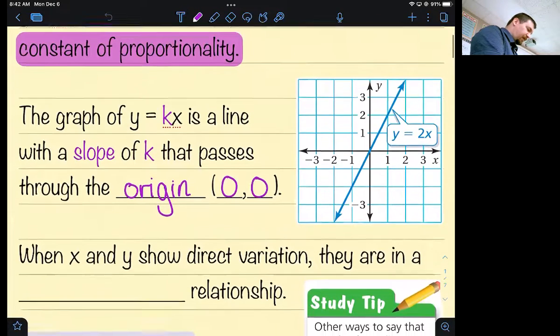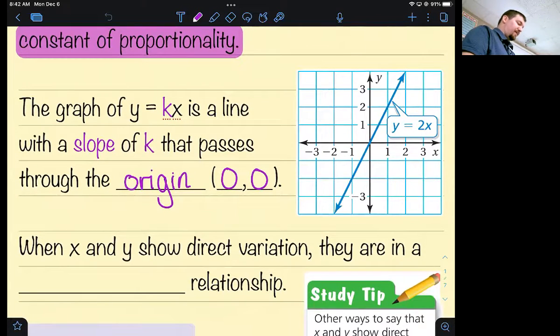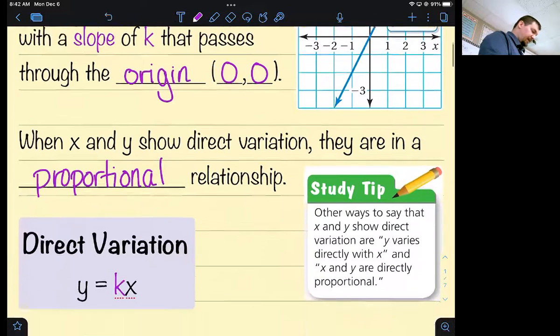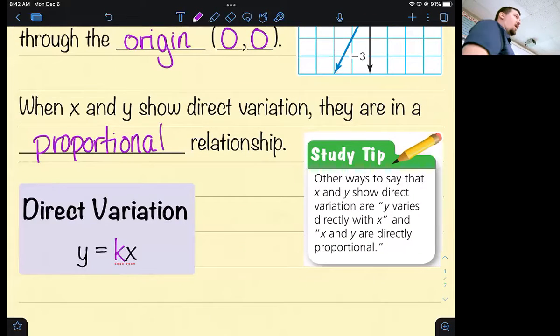Okay. So when X and Y show a direct variation, why do we have to know this? Because if they show a direct variation, we would say that that's a proportional relationship. To say that we have a direct variation means that we have a proportional relationship. Those two words are one and the same. And here's the direct variation equation, y equals kx.